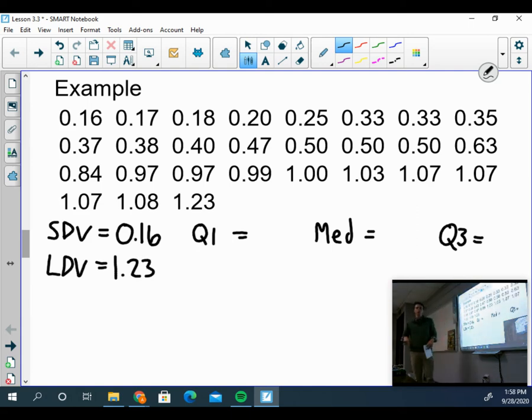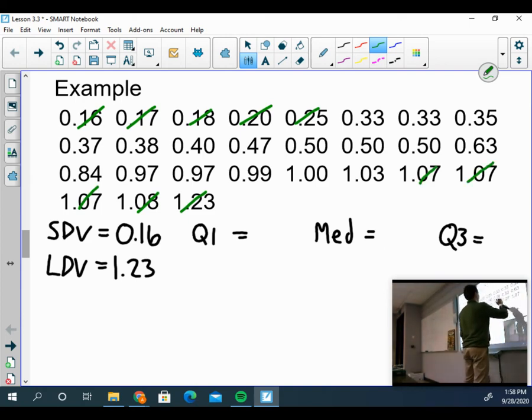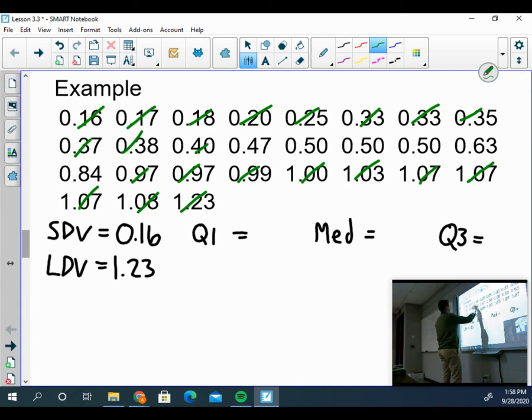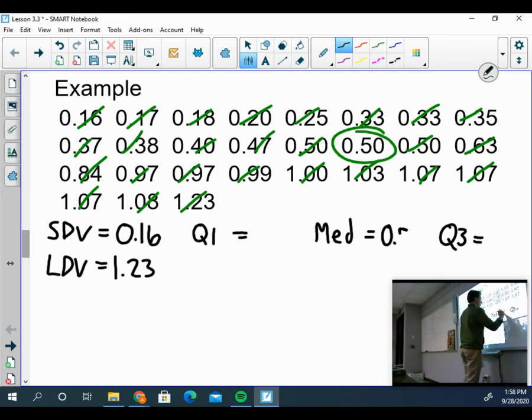So first things first, let's find the median, which we already know how to do. Well, to find the median, we are simply going to cross off our data values. You'll notice they are already ordered from least to greatest. That's always your first step. Once they are ordered least to greatest, we will cross off our data values till we find the middle one. And when I do this, I get a median of 0.5.